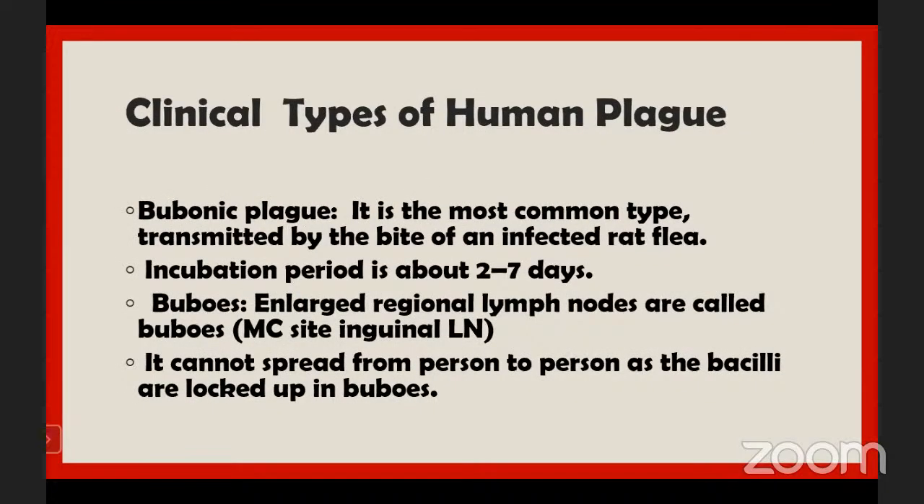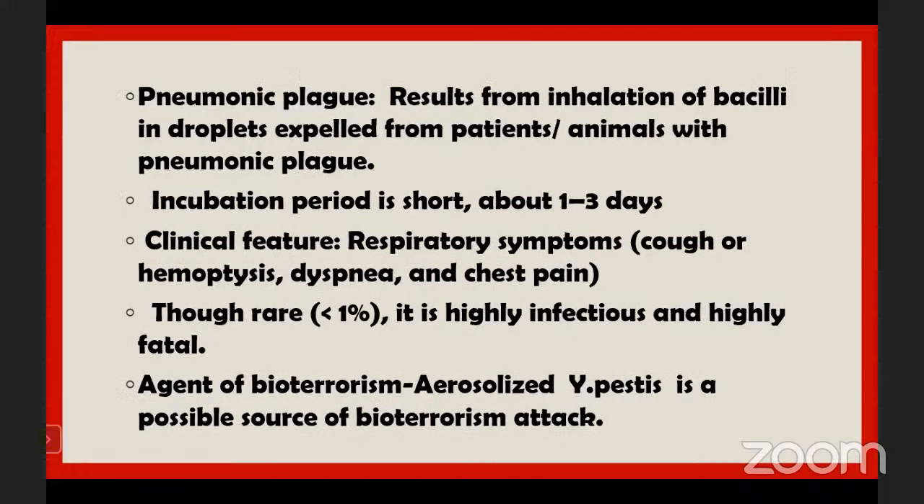Next one is the clinical types of human plague. First one is bubonic plague. It is one of the most common types. It is transmitted by the bite of an infected rat. The incubation period of bubonic plague is 2 to 7 days. Bubonic plague causes buboes, which means enlarged regional lymph nodes. The most common site is the inguinal lymph node. It cannot spread from person to person as the bacilli are locked up in buboes.